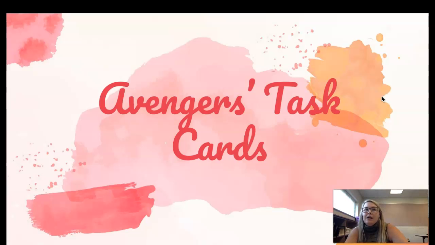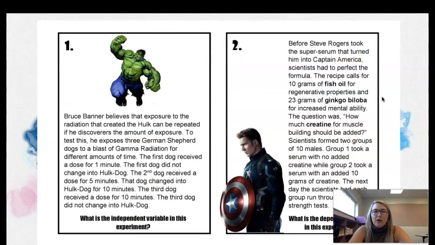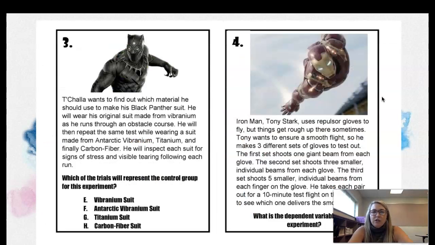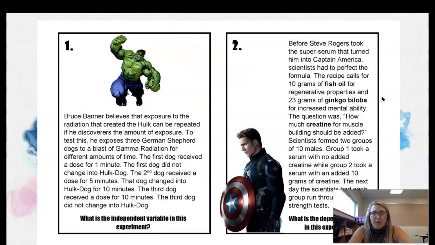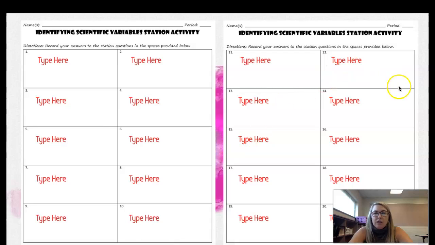Now for the assignment for the day, we did Avenger task cards. These task cards are Avengers themed, so you've got your superheroes here, and there are 20 of them. What you are expected to do is read the description and then answer the question in bold. You will answer that question in this document that was assigned to you in Google Classroom. It's editable, which means you can type on it and record your answers right there on the sheet and submit it electronically.